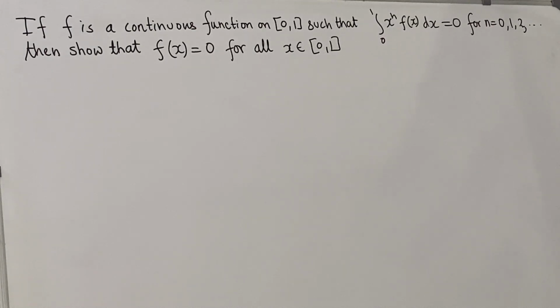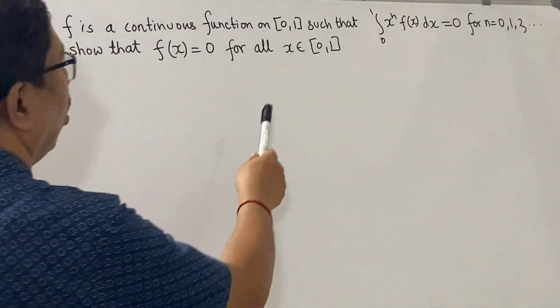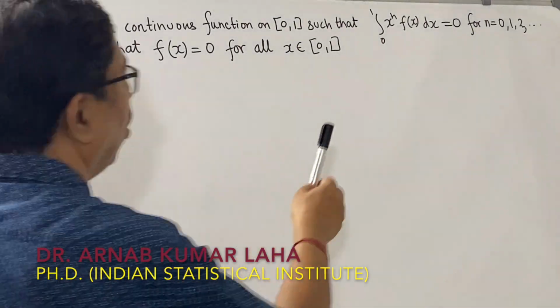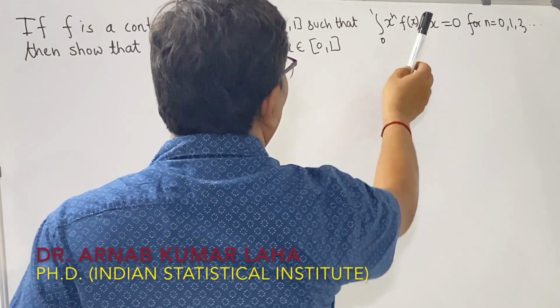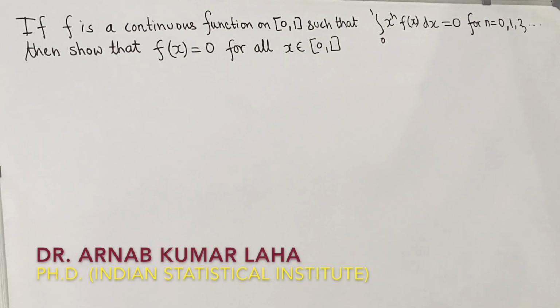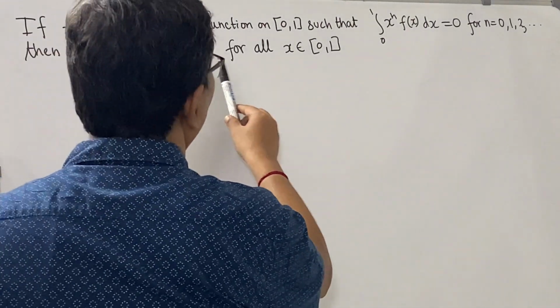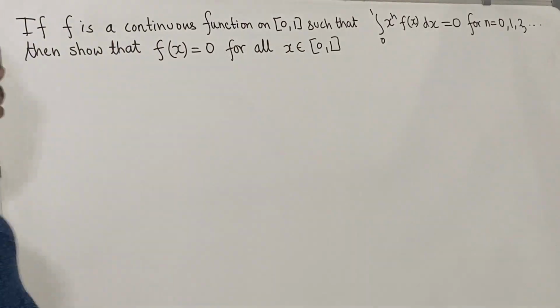In this edition, we are looking at this problem which asks us to show that if f is a continuous function on the closed interval [0, 1] such that the integral from 0 to 1 of x^n f(x) dx is equal to 0 for n equal to 0, 1, 2, etc., then the function f is equal to 0 for all values of x in the closed interval [0, 1].